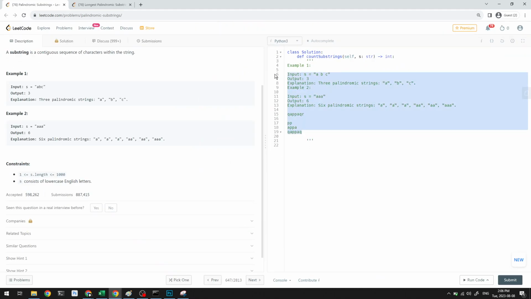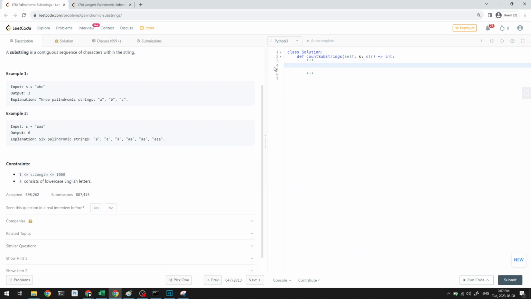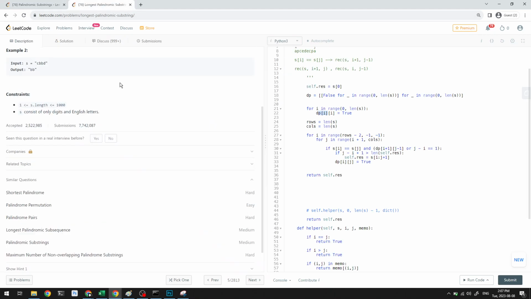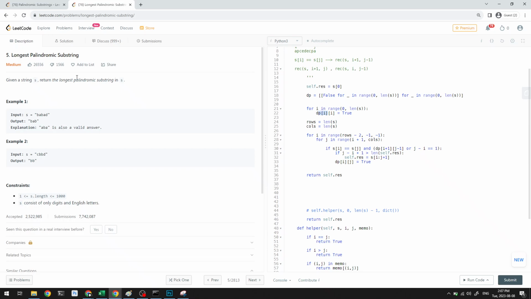But anyways, I'm not going to spend too much on this problem. We've done an extremely similar problem where we just have to change two lines, and that question is Longest Palindromic Substring. In that one, essentially we're given the string and we want to return, not the length, but the longest palindromic substring. And we worked our way through this one.